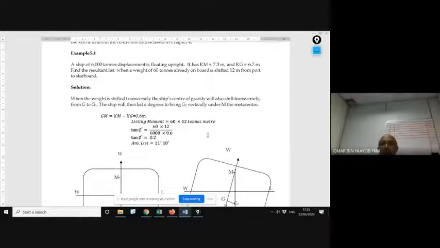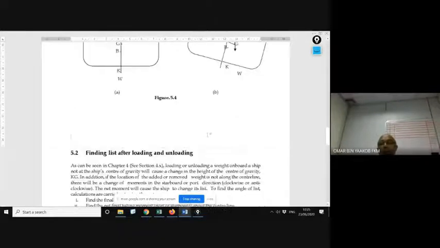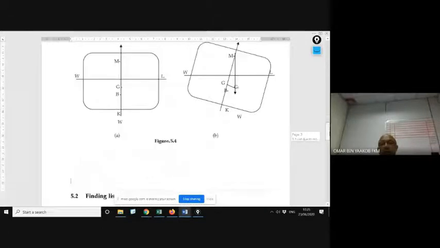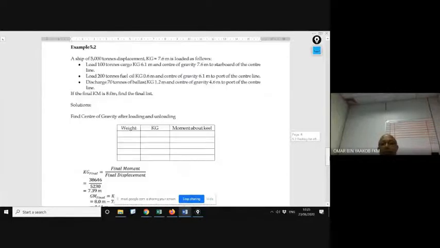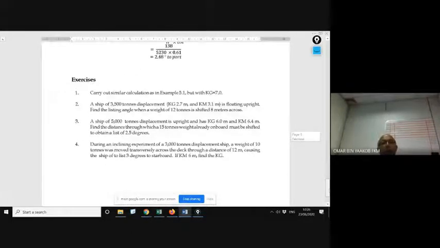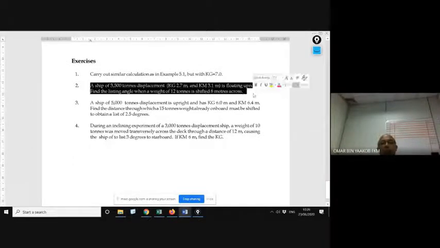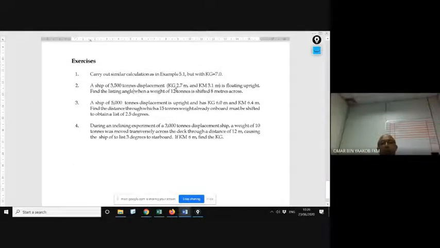22 degrees is already quite dangerous, because normally we say that the maximum that we can allow the ship to list is about 15 degrees. Beyond 15 degrees, it is already on danger ground. So that is basically if you move weight on board. So you can see the exercise is all about this formula, almost exactly the same as example 5.1.